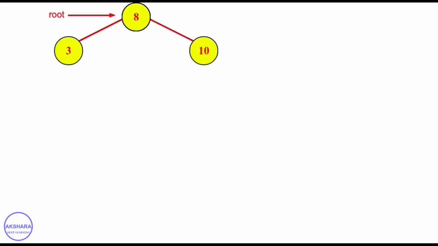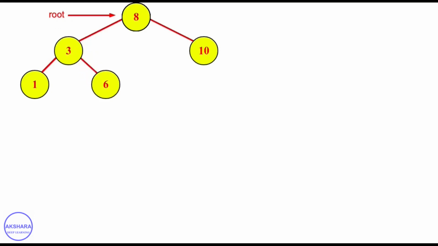Now we want to insert 1. Again, start from the root, 1 is less than 8, so traverse down to the left subtree. Again, 1 is less than 3, so insert it as the left child of 3. Insert 6: again start from root node 8, 6 is less than 8, so go to the left subtree. Here 6 is greater than 3, so insert it as the right child of 3.